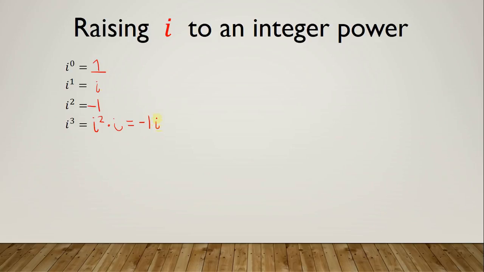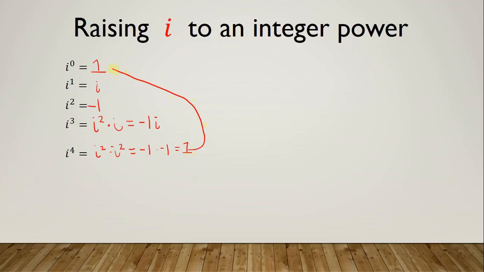So i to the third is just negative 1 times i, or basically negative i, depending on how you want to consider it. And then i to the fourth would be 2 i squareds, right? i squared times i squared, that can be i to the fourth. i squared is just negative 1, i squared is also just negative 1. So negative 1 times negative 1, well, that's just positive 1.